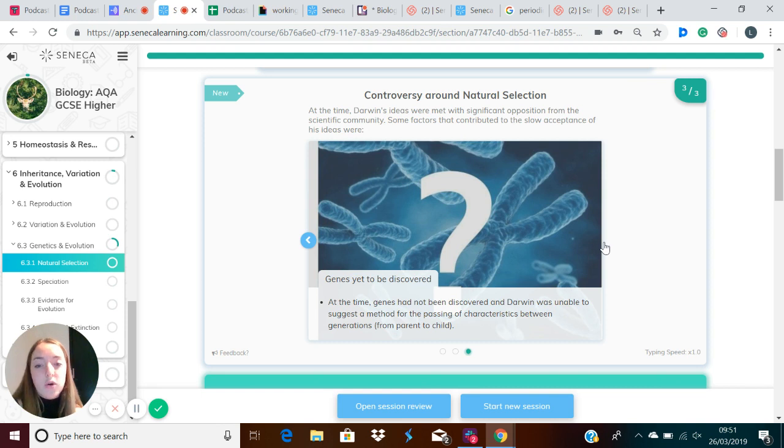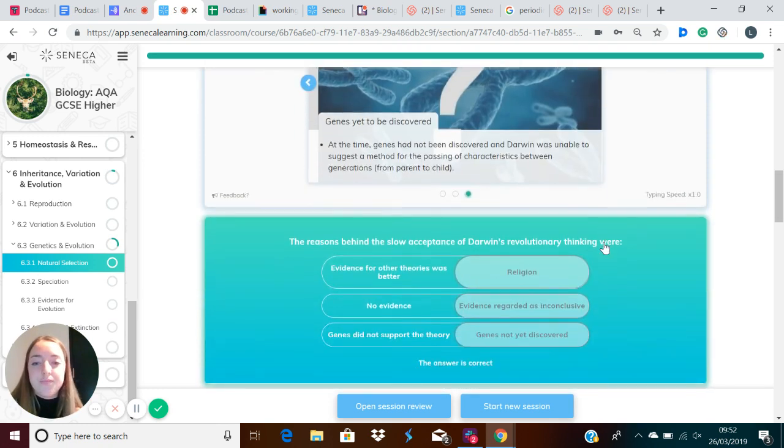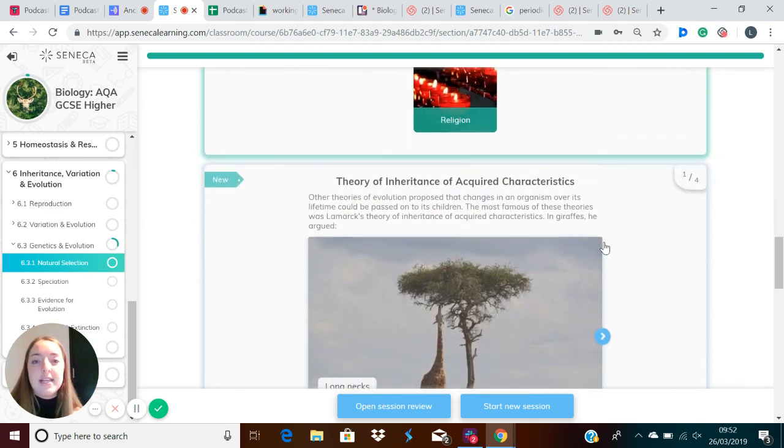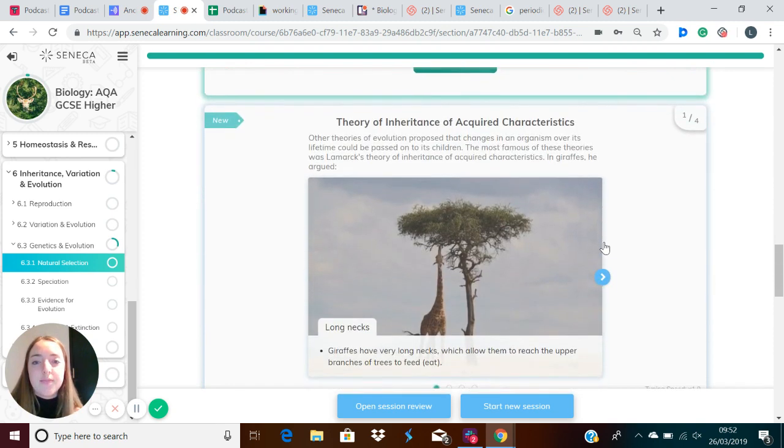Genes had also not yet been discovered at the time when Darwin wrote On the Origin of Species, so he was unable to suggest a method for the passing of characteristics between generations from parent to child. So the reasons, to recap, for the slow acceptance of natural selection were that there was inconclusive evidence, genes had not yet been discovered, and it went against the idea that God created everything as it is.